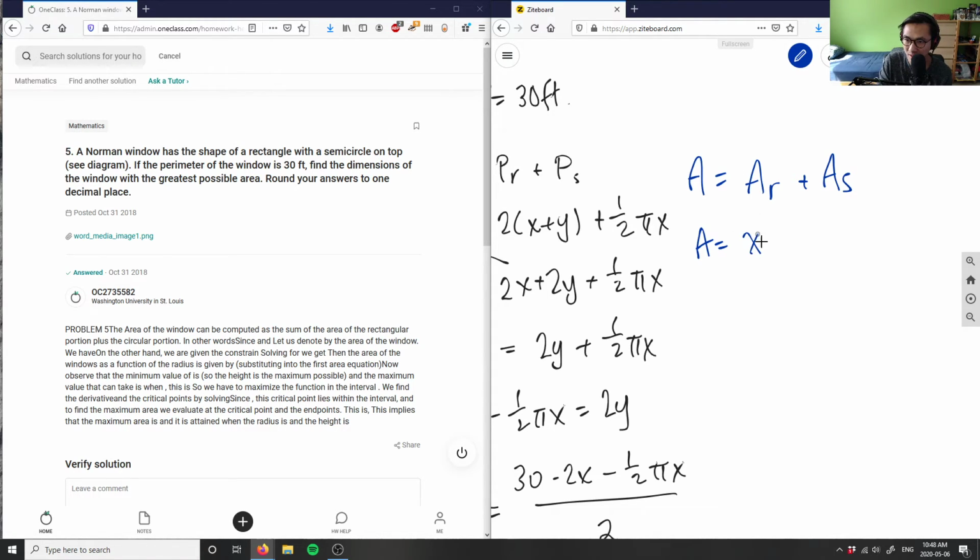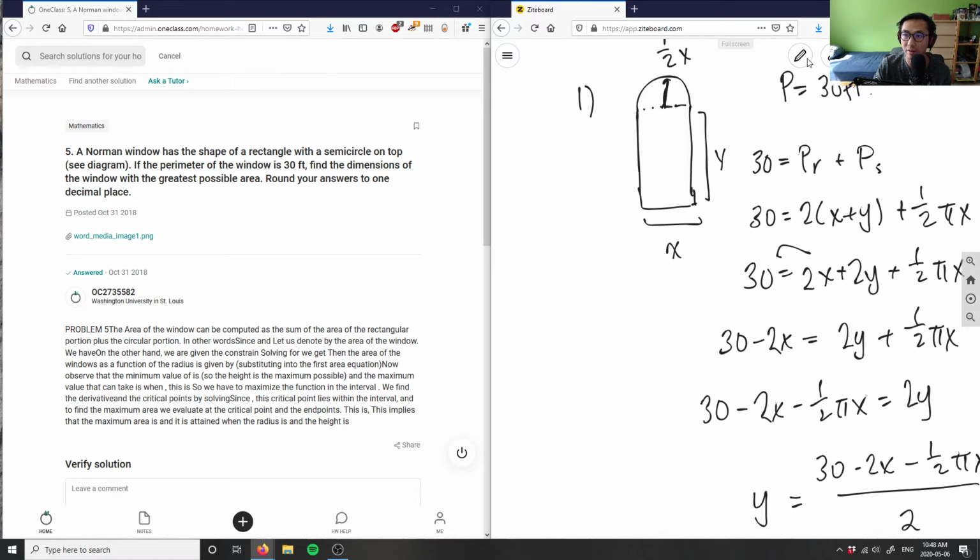So it's basically just x times y plus the area of a semicircle. Again, this gets a little bit tricky. What is the area of a semicircle? If I were to draw out a circle here, this is not a semicircle, it's just a full circle.